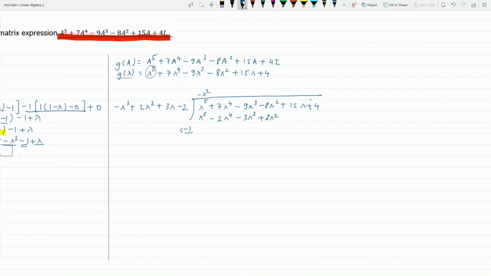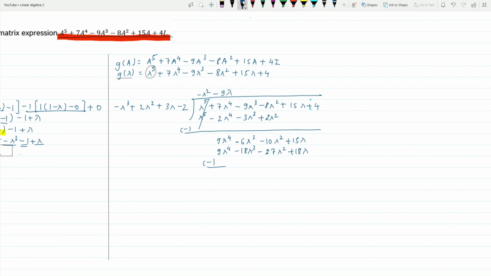After subtracting, we will be left with 9 lambda raised to 4 minus 6 lambda cube minus 10 lambda square. We'll bring the 15 lambda down, so plus 15 lambda. The next coefficient is going to be minus 9 times lambda. So this is going to be 9 lambda raised to 4 minus 18 lambda cube minus 27 lambda square plus 18 lambda.